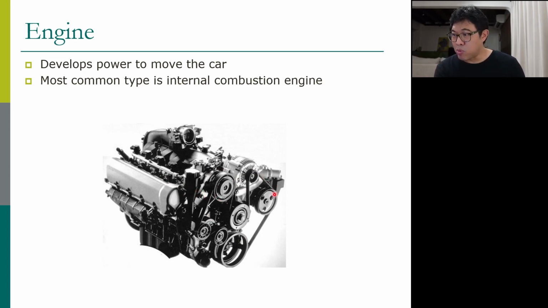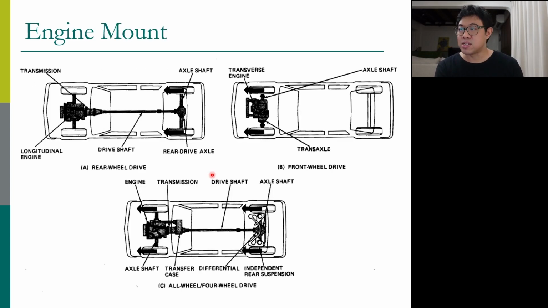You see the pulley and belt here is used to drive other auxiliary components or any component that works with the car. Basically the combustion occurs inside. The air comes in here and goes to each part of the engine, and then it burns inside.